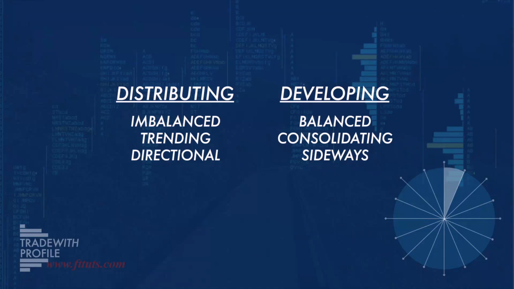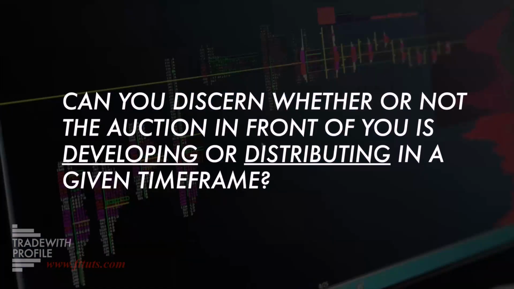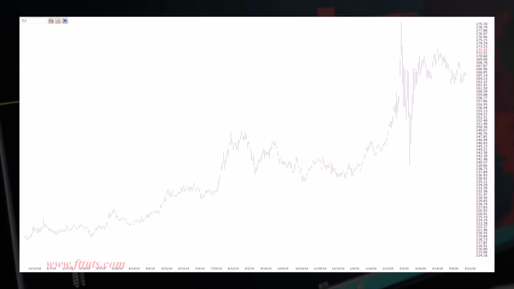Now, the question for you right now, and as you work through this module, is can you discern whether or not the auction in front of you is developing or distributing in a given time frame? When I look at a chart like this, I'm trying to figure out, in the time frame that I want to make a decision, is it distributing or is it developing? When I look at a chart, I can think that I see some trending or sideways action, but when we use profile tools, that helps us organize this information a lot better.